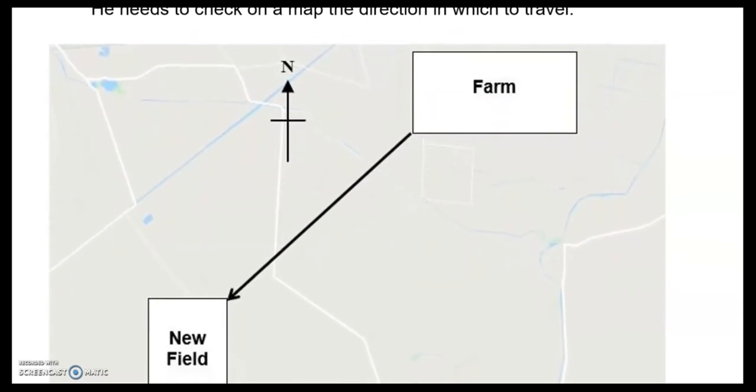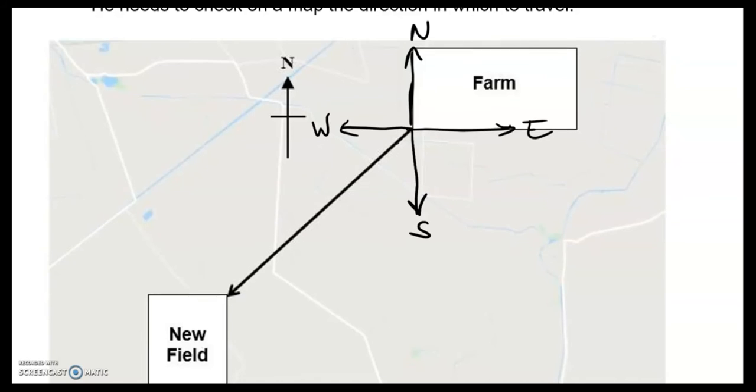So he's going from the farm to the new field. So there is the farm. This is north. This is south. This is west, and this is east. This is halfway between west and south, so we're going to say southwest.